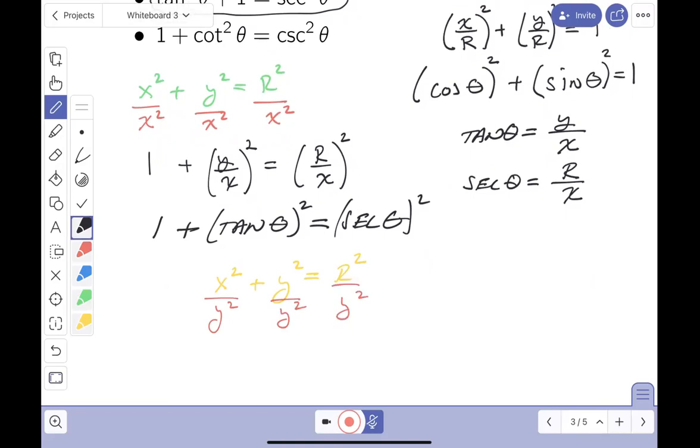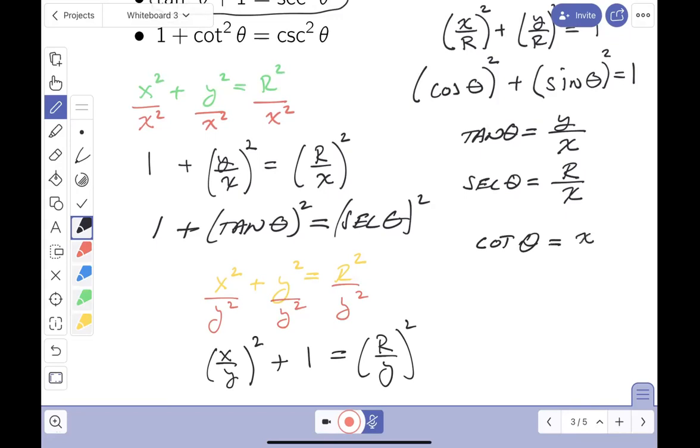And what do you get? Well, you get x over y squared plus 1 equals r over y squared. Well, let's write some definitions we have down. All right, so I don't know what the definition is, but I guess I should write them down for you. Then cotangent of theta, that's going to be the abscissa, which is x over the ordinate y.